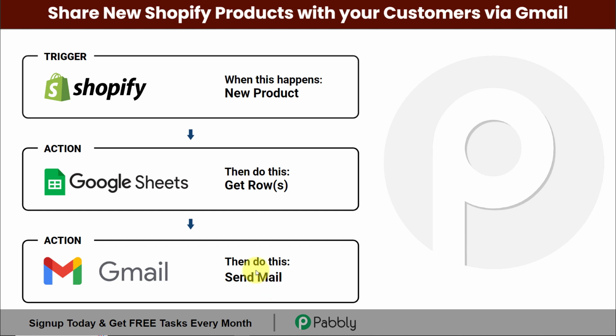Now, to do this, I'm going to integrate the three applications using Pabbly Connect, where my trigger will be Shopify, then my action applications will be Google Sheets and Gmail. Now to understand the step-by-step process of how you can integrate and automate this entire process yourself without the need of any coding skills, let's begin.